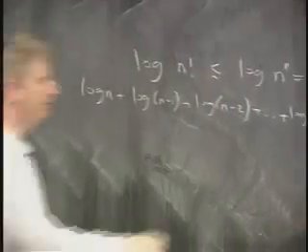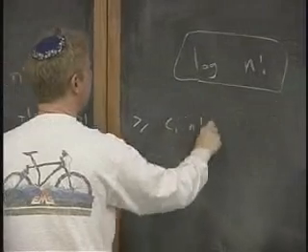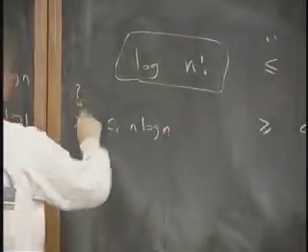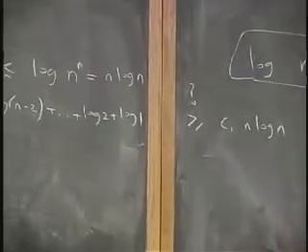We want to show that this is bigger than or equal to some constant times n log n. We've got to pick a constant to make that work. Lop it off in the middle.